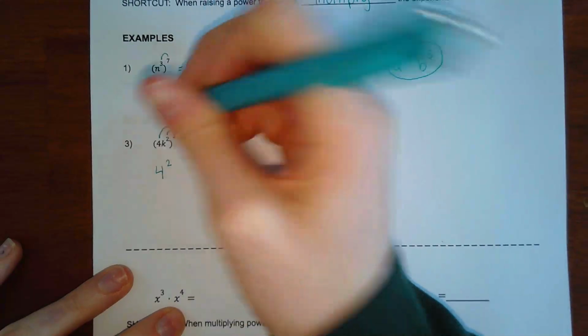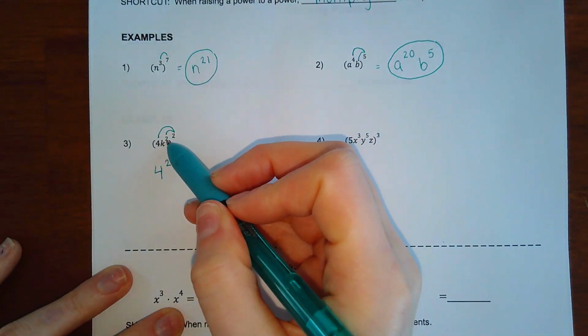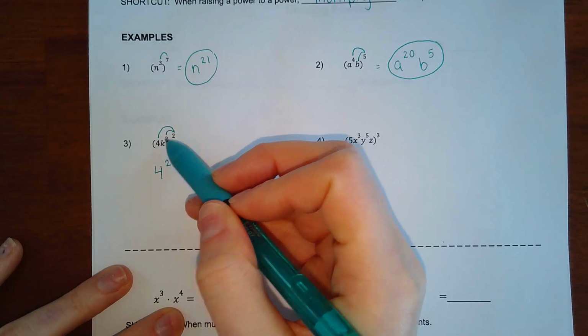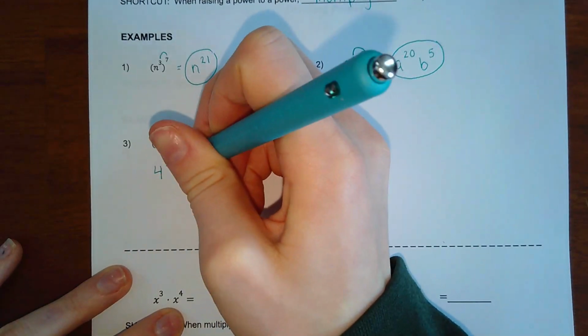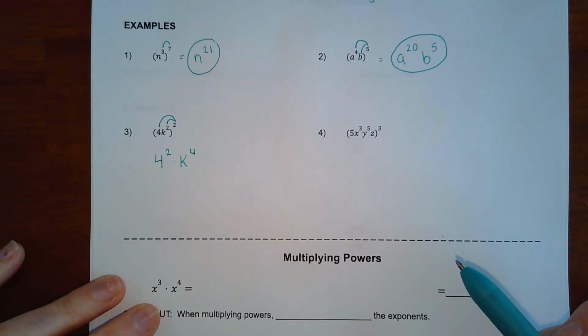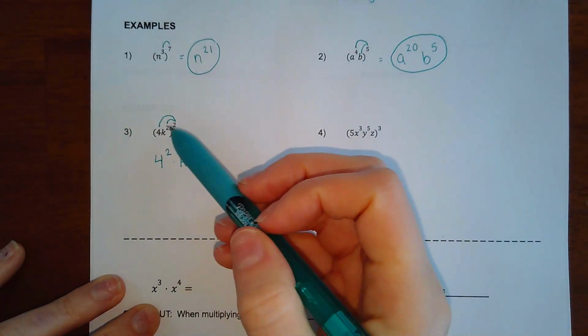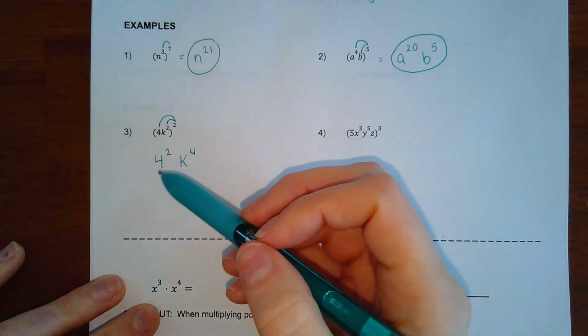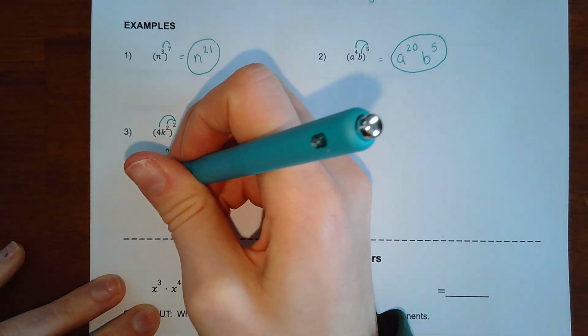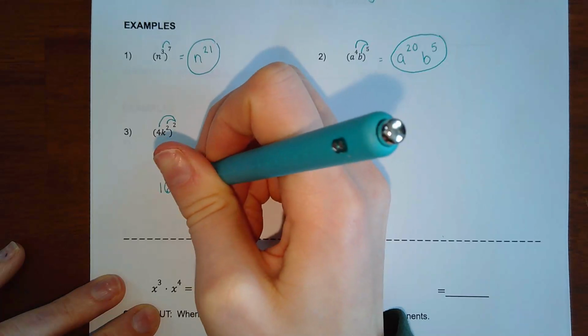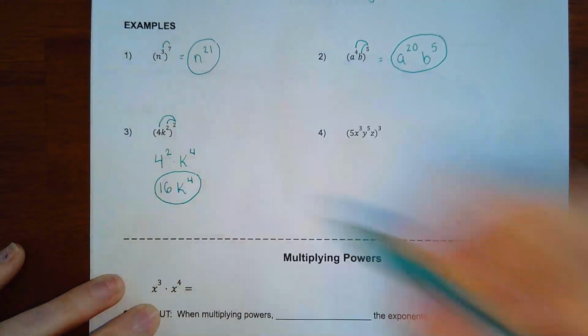We could then distribute it to the k. Now this is an exponent, so with our exponent we would actually multiply. 2 times 2 would give us k to the 4th power. Now in something like this, when we have a 4 squared, that's going to be a number, so we could actually find that. 4 squared would be 16, and then we could just leave our k to the 4th. So that would be the simplest version.